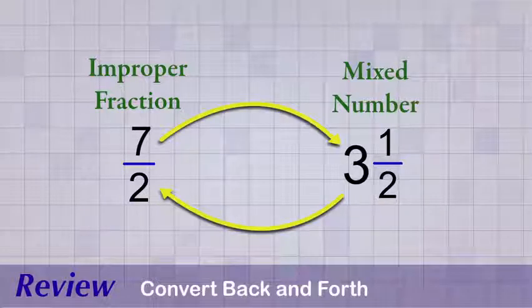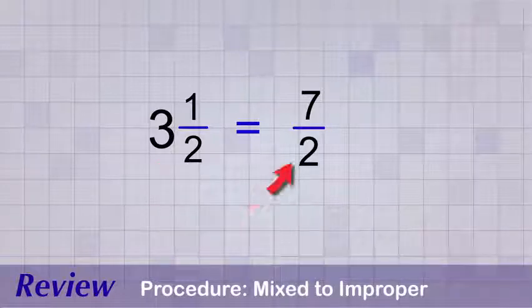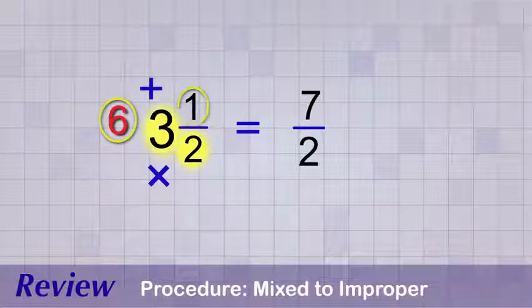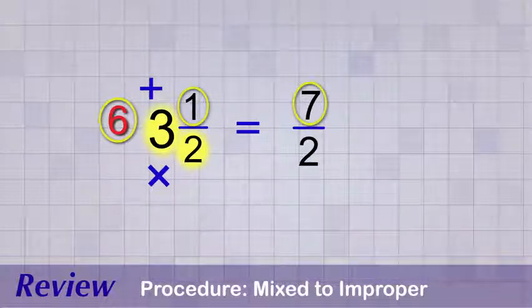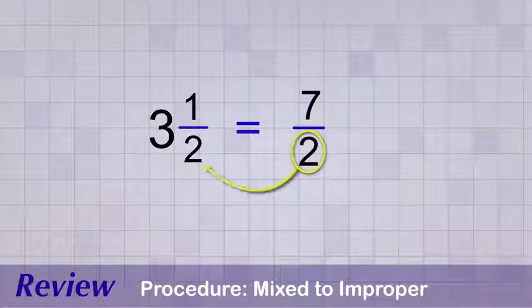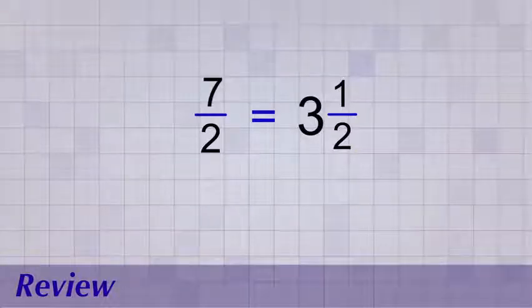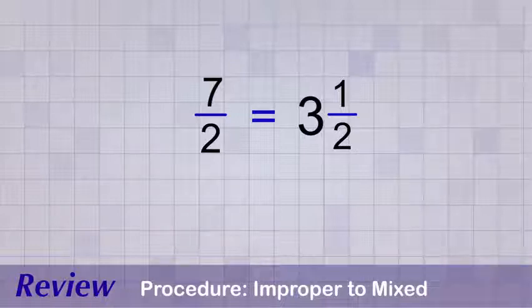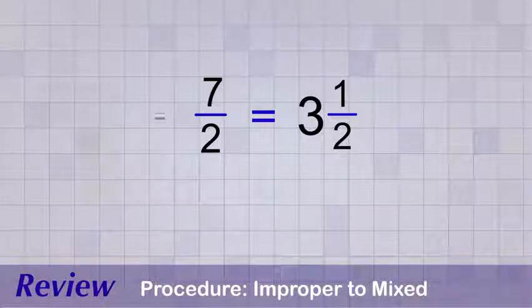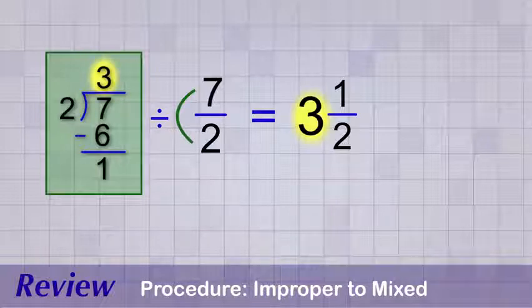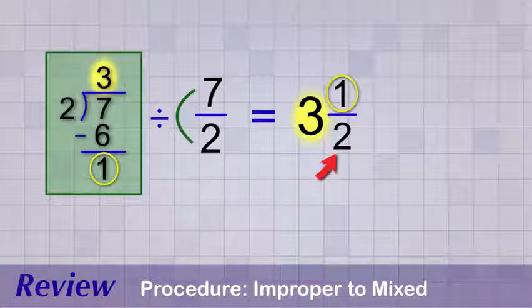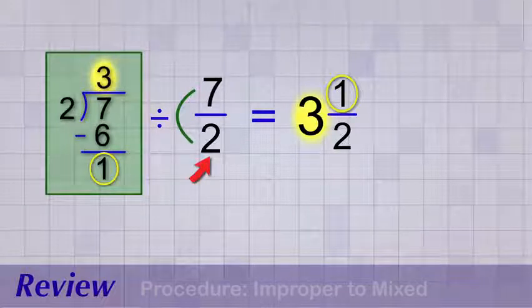We can convert back and forth between improper fractions and mixed numbers since they're just 2 different ways of writing the same value. The procedure to go from a mixed number to an improper fraction is to multiply the bottom number by the whole number, and then add that result to the top number. That gives you the top number of the answer, and the bottom number is just the same as the first bottom number. To go from an improper fraction to a mixed number, we have to find out what whole number is hidden in the fraction by dividing. The answer of the division is the whole number part. The remainder of the division is the top number of the answer, while the bottom number is just the bottom number of the original fraction.